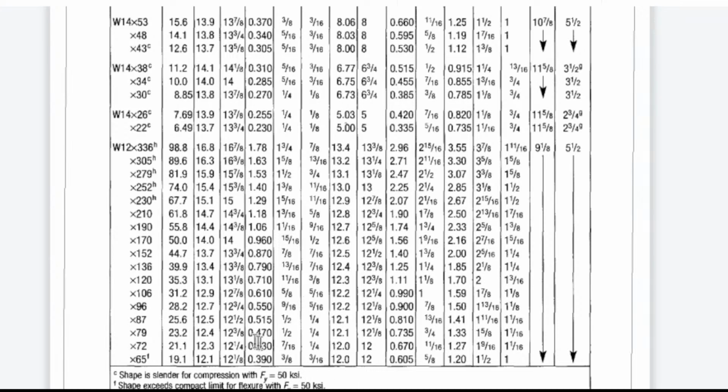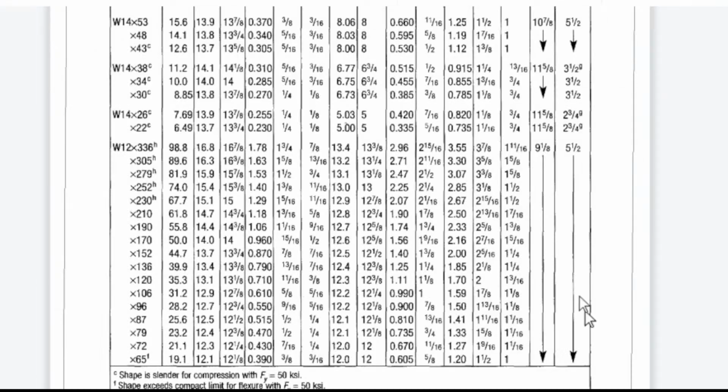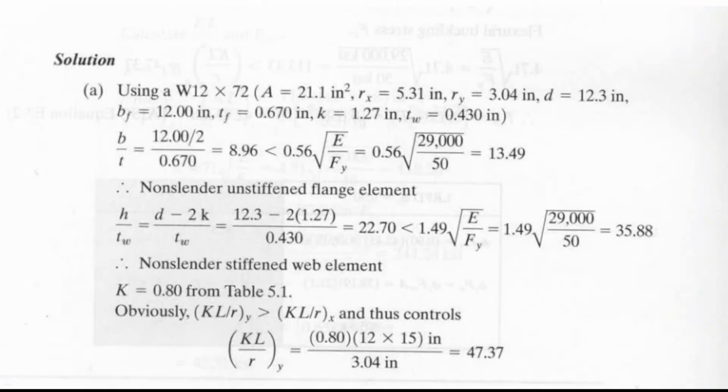TW therefore is 0.43. Let's verify. TW is 0.43. And then what is the value of K? K is here. 1.27. K is 1.27. Correct. So everything we get from the table.